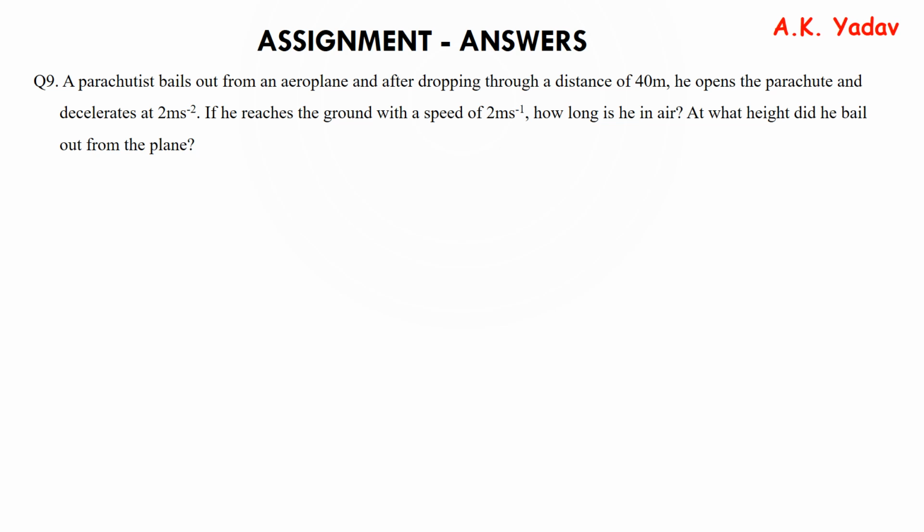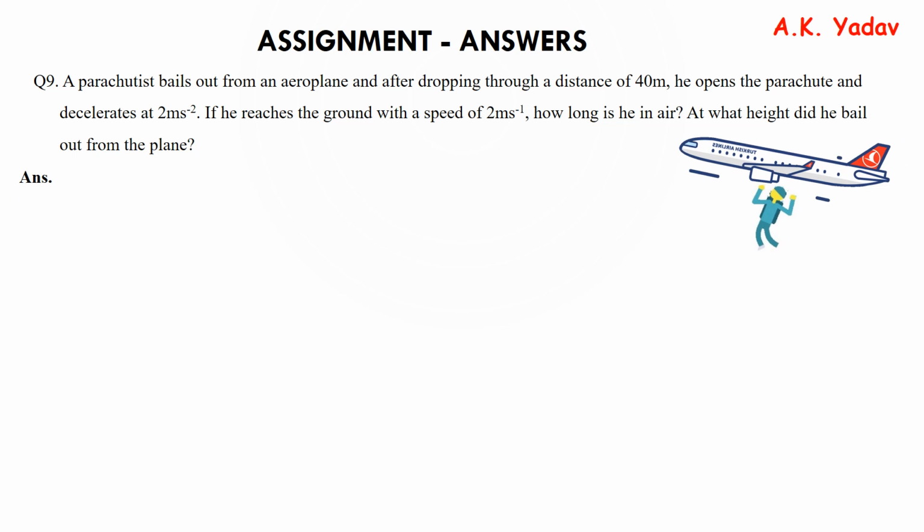Question number 9. A parachutist bails out from an aeroplane, and after dropping through a distance of 40 meter, he opens the parachute and decelerates at 2 meter per second square. If he reaches the ground with a speed of 2 meter per second, how long is he in air? At what height did he bail out from the plane?